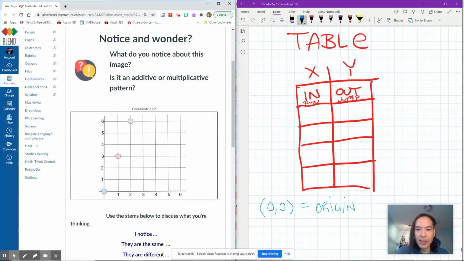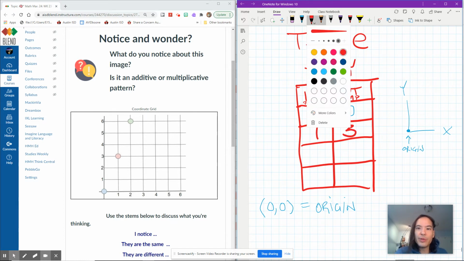So they ran 0 on the x-axis. Remember, if you're looking at a graph, this part is your x-axis, this part is your y-axis, and then that's your origin. All right, so they ran 0 and they jumped 0. Their ordered pair is 0, 0. Okay, so let's go ahead and move to the red dot. So we're going to run on our x-axis. You ran 1, and then we're going to jump on our y-axis. We jumped 3.